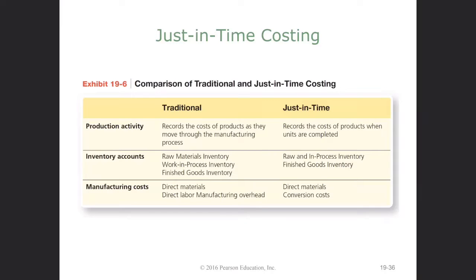When we're comparing traditional and just-in-time costing, for traditional costing, the production activity records the cost of products as they move through the manufacturing process. Inventory accounts for traditional are raw materials inventory, work-in-process inventory, and finished goods inventory. The manufacturing costs for traditional are direct materials, direct labor, and manufacturing overhead.